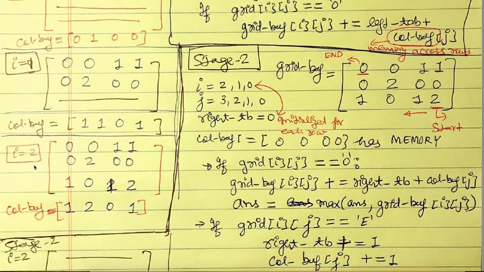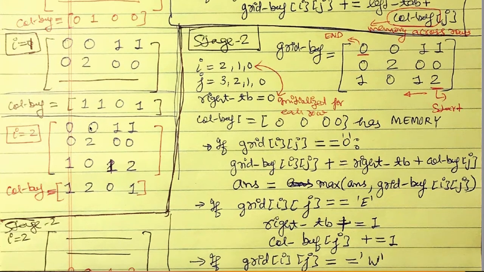So after iterating through stage 1, all the 3 rows, we have this value of grid buffer 0 0 1 1 0 2 0 0 1 0 1 2, and we copy the same here 0 0 1 1 0 2 0 0 1 0 1 0.